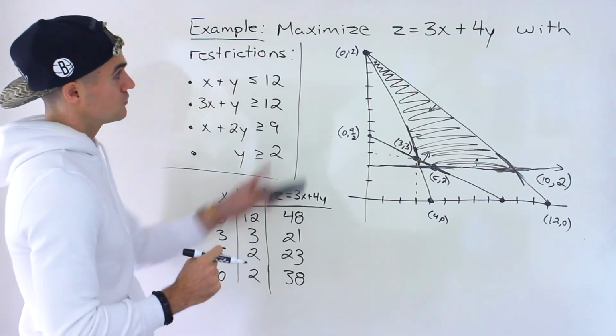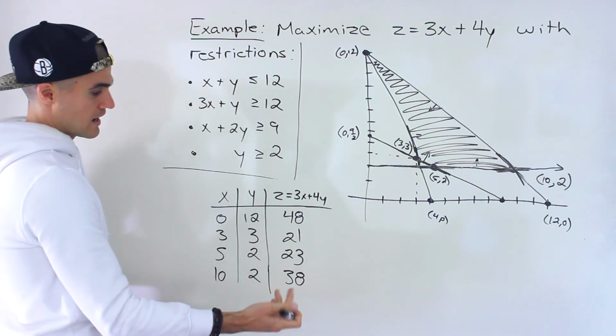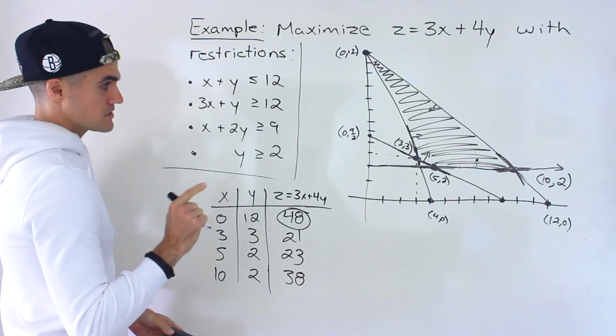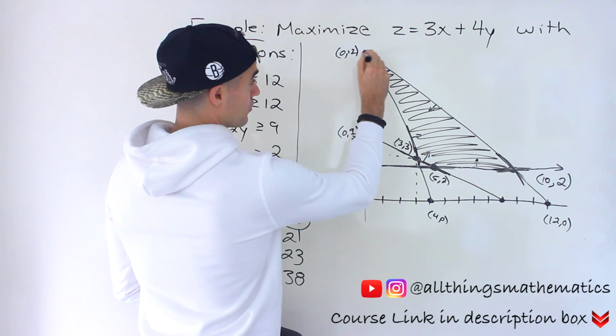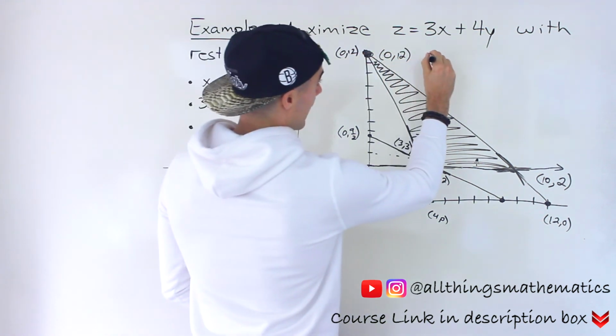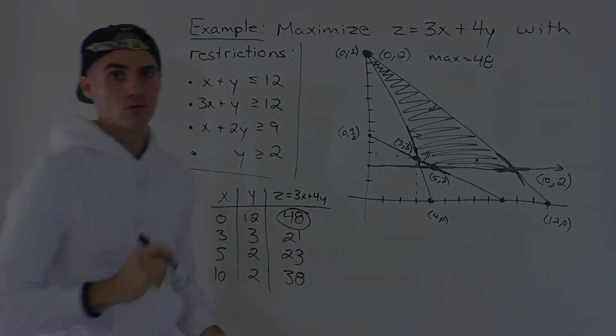And what are we trying to do? We're trying to maximize z. So out of all of these, which one is the highest z value? 48. So the maximum value for z happens at this point over here, 0 and 12, and then the max value, if they ask for it, is equal to 48.